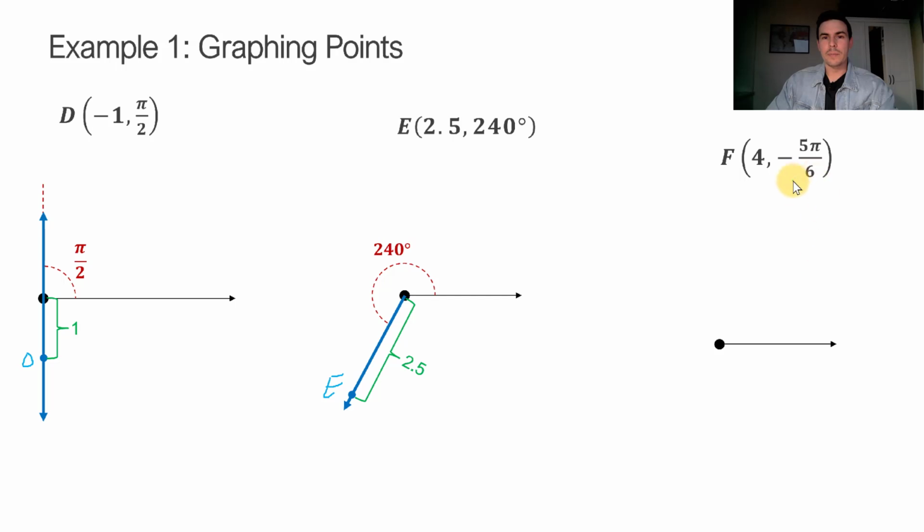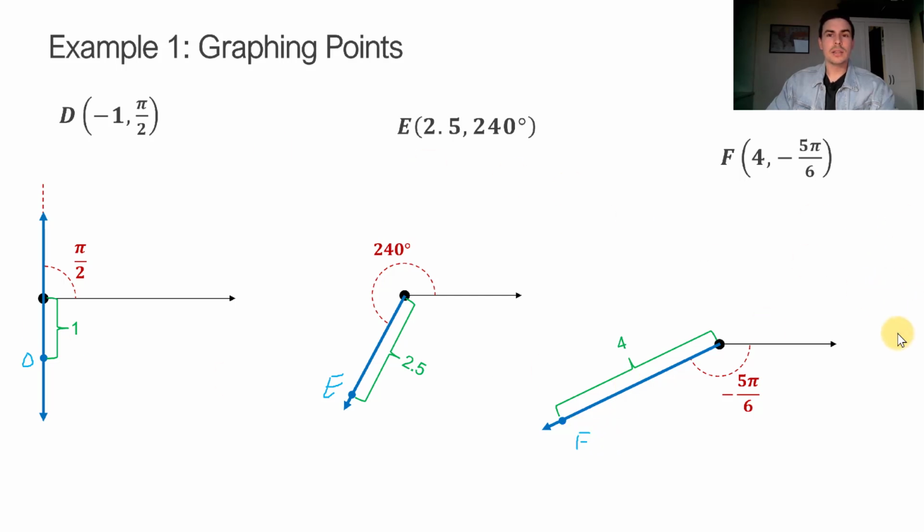Sorry, bad handwriting. All right, lastly, we've got F here. Notice my angle is negative, so I'm going to start at my polar axis again, but this time I'm going to rotate clockwise, -5 pi over 6. And then again, I just go out 4 units, whatever that is, and that would be how I plot point F. So that is graphing some points here.